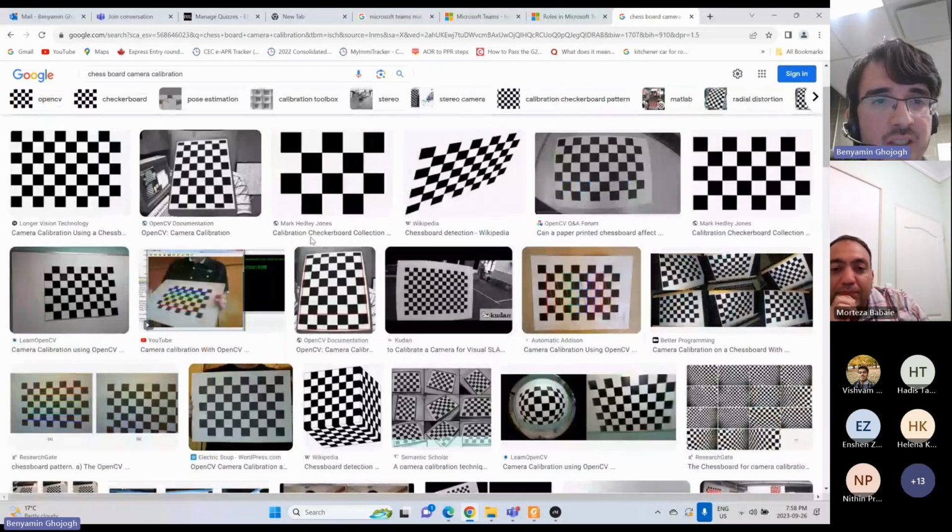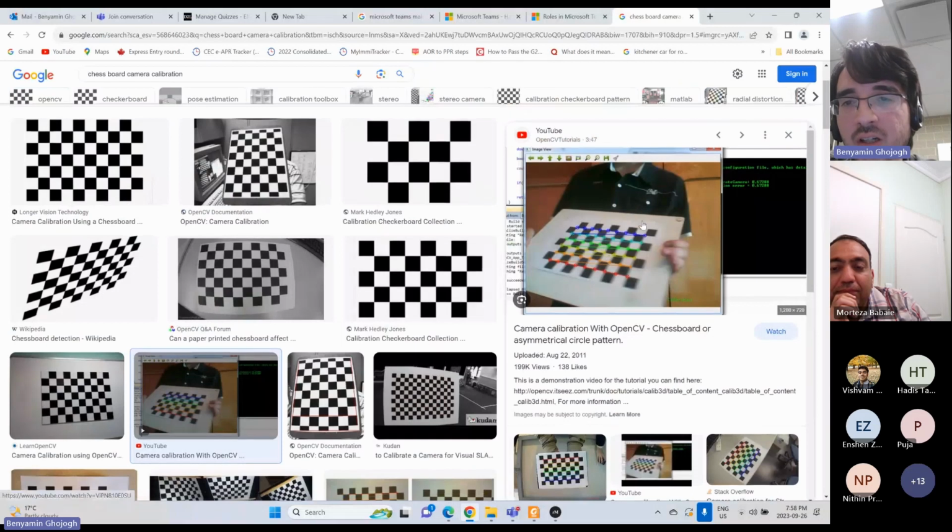So basically, what do they do in practice? For example, they put a chessboard in the 3D space somewhere. They usually install it. Why? Because you can move your camera, right?